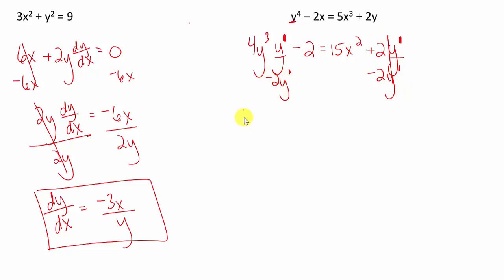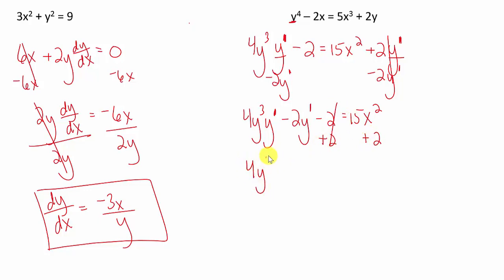And that's going to give me 4y cubed y prime minus the 2y prime that I moved, minus 2 equals 15x squared. And then I want to move this negative 2 over to the other side because I want all the y primes ultimately by themselves. So I get 4y cubed y prime minus 2y prime equals 15x squared plus 2.